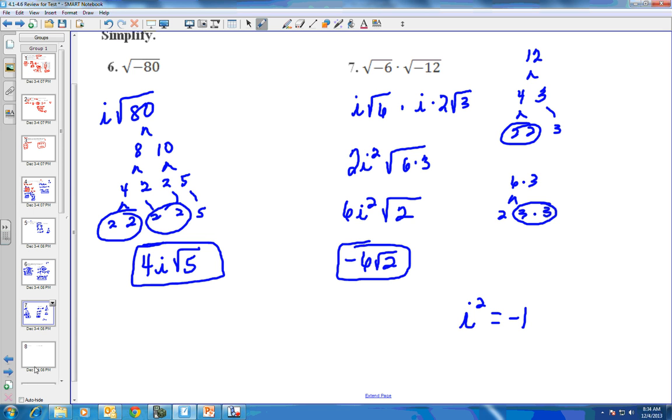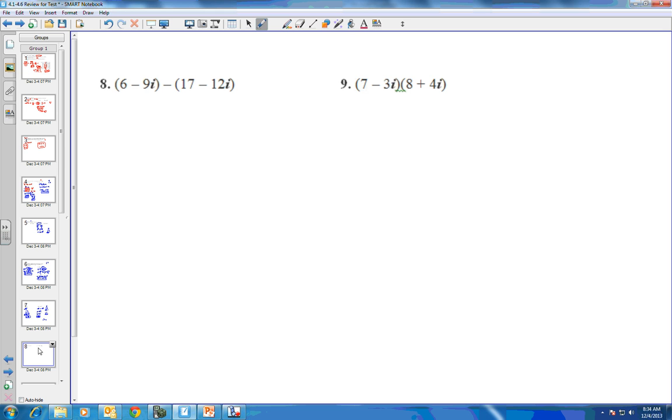All right, number 8. Number 8 we like because this is a subtraction problem. Now here's the deal. Some students get confused when these parentheses are used and they start multiplying it out. Okay, this isn't a multiplication problem, it's just subtraction. So it actually means 6 minus 9i minus 17 minus a negative, so that's plus 12i. So now I'm just combining like terms. 6 minus 17, negative 11, plus, what is that, 3i?